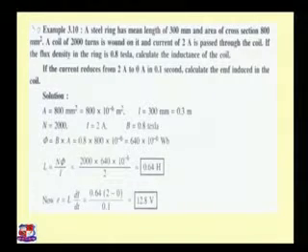So we know the self-induced e.m.f E is equal to L di by dt. Put the value of L, put the value of di by dt. Here rate of change of current is 2 minus 0 divided by 0.1 and L is equal to 0.64. Solve the equation. So we get the value of e.m.f is equal to 12.8 volt.